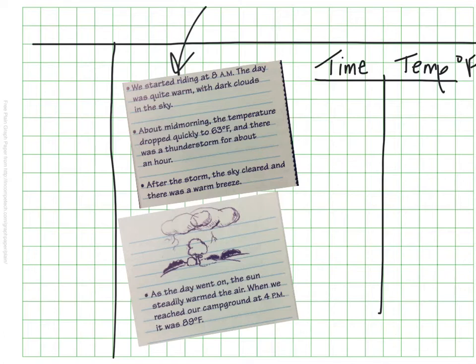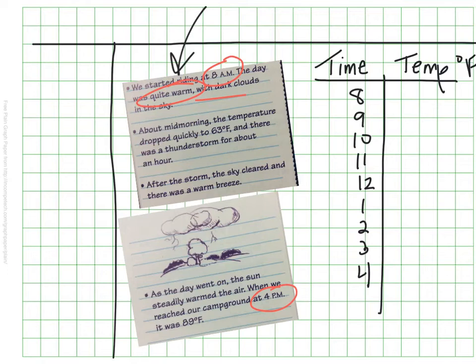The first thing I see is that the ride started at 8 a.m., and if I read all the way through, I can see that it ends at 4. So I know that it's going to start at 8 and go to 4 for the time. I'll fill that in on my table. Unfortunately, this doesn't actually tell me what the temperature is, but I know that it says it's quite warm. I'll have to figure out what that means as I look through it.